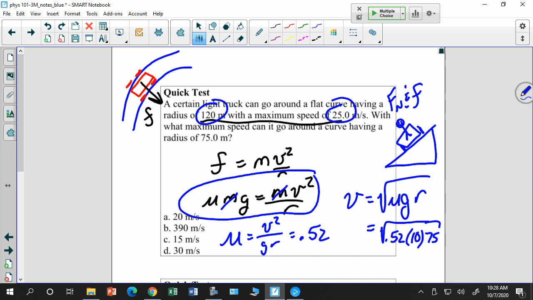I get 19.7 or 20 meters per second. So A is the right answer there. You can do that from a different way where you're setting up a ratio of the two quantities.